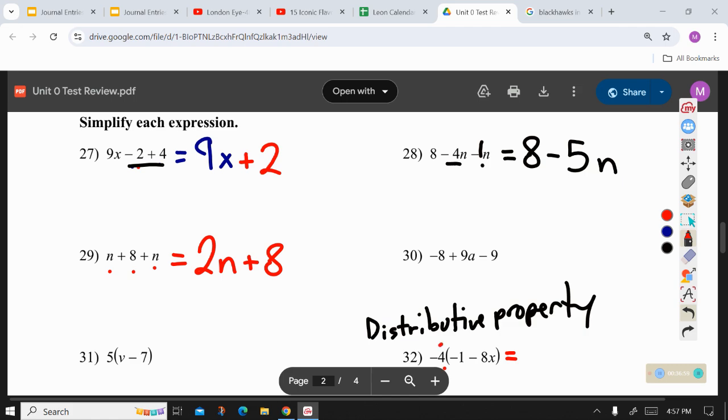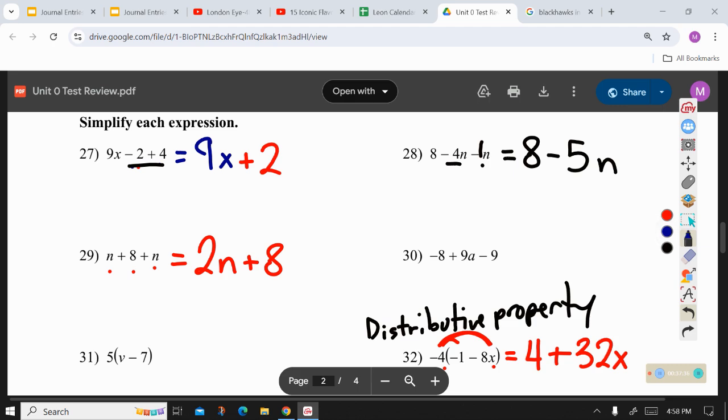It means that I have to multiply this number times the first number. So we'll write that first. So negative 4 times negative 1, right? A negative times a negative makes a positive. So negative 4 times negative 1 makes positive 4. But now we also have to do the negative 4 times the second term, which is the negative 8x. So a negative times a negative makes a positive, okay? But 4 times 8 makes 32. And then the x is going to stay there. And so this is what we would get.